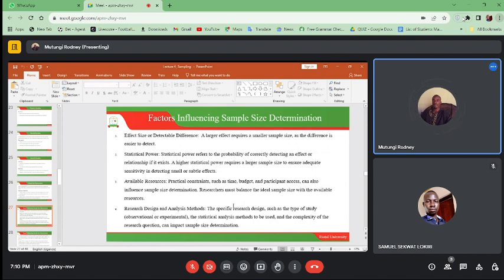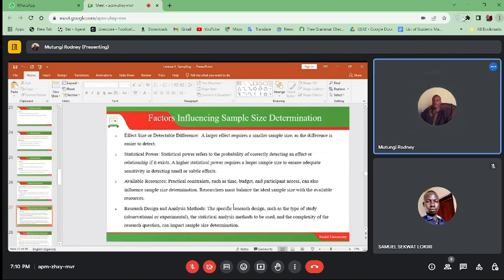Then statistical power, the power of your research, is very important. So if you need a higher statistical power, then you require a larger sample so that you can ensure adequate sensitivity in detecting small or subtle effects. Because if you have a smaller sample, you might not detect those very small effects that cannot be detected if you do not have a very large sample. So that is why if you need a larger statistical power, then you require a very large sample.